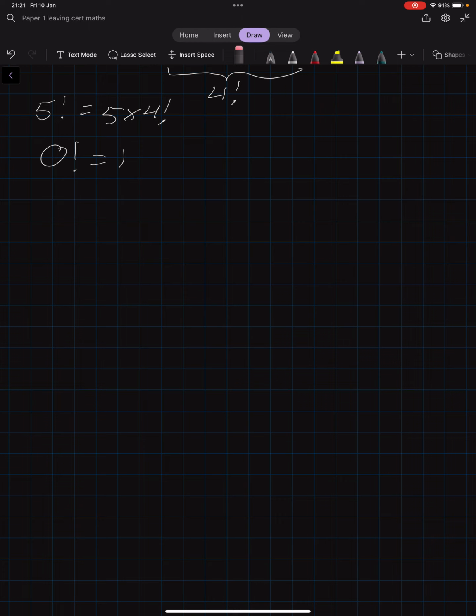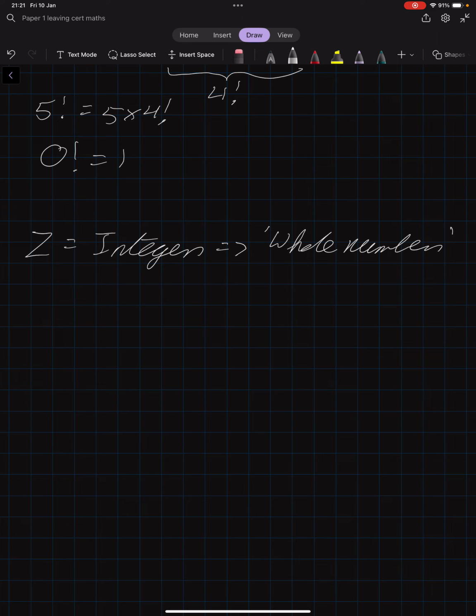So now I'm just going to go through what an integer is. So we had n for natural, now we have z for integers. Okay, so z is integers, and these are just whole numbers. That's all they are. So it's -3, -2, -1, 0, 1, 2, 3. So they go down to -infinity and they go up to +infinity.